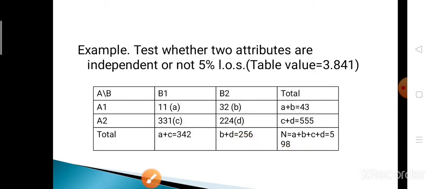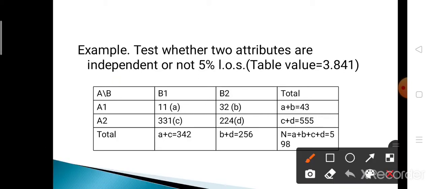Let's see one example. Test whether the two attributes are independent or not at 5% level of significance. The table value we are given is 3.841. So H0 is here, the H0 is two attributes are independent versus H1 is two attributes are not independent, that is dependent. The second step is level of significance. Here the level of significance is 5%. The third step is test statistic and its calculation.